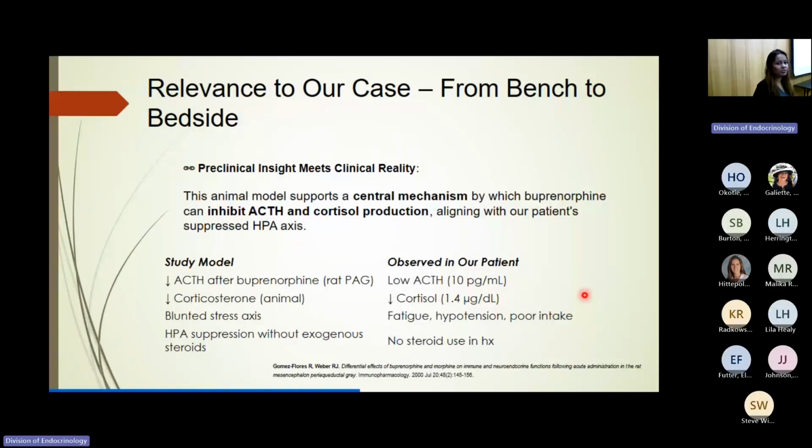How is it relevant to our case, from bench to bedside? The animal model supports a central mechanism by which buprenorphine can inhibit ACTH and cortisol production, aligning with our patient's suppressed HPA axis. So in the study model with this animal, and as observed in our patient, both had low ACTH, low cortisol, and a blunted stress axis. The patient had fatigue, hypotension, and poor intake, even though he was admitted to the hospital with suicidal ideation, where a stress response was expected, but he was not having any of that. HPA suppression without exogenous steroids was similar to our patient, who had no history of any steroids in the past.